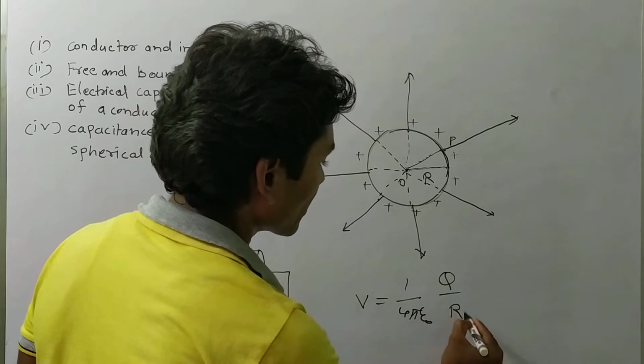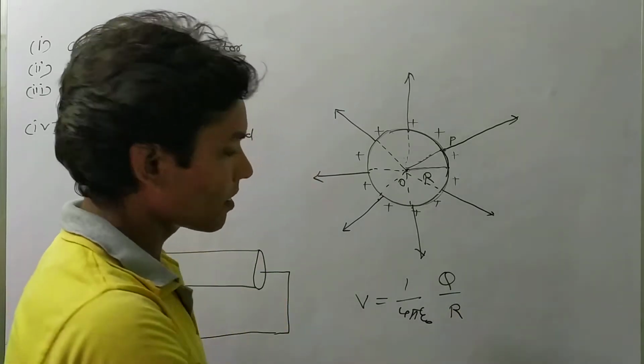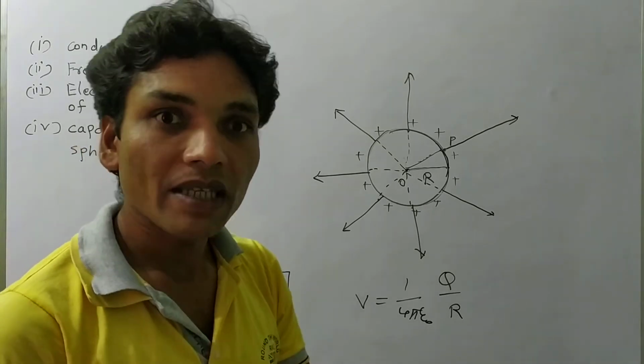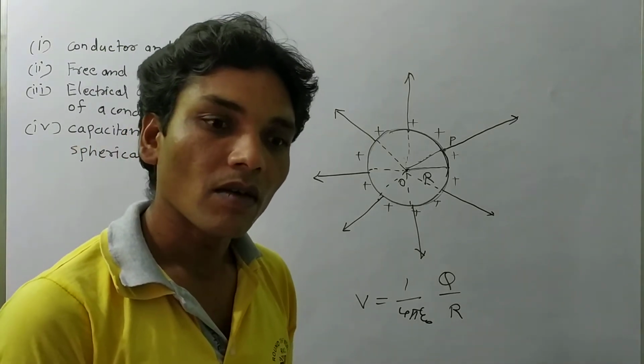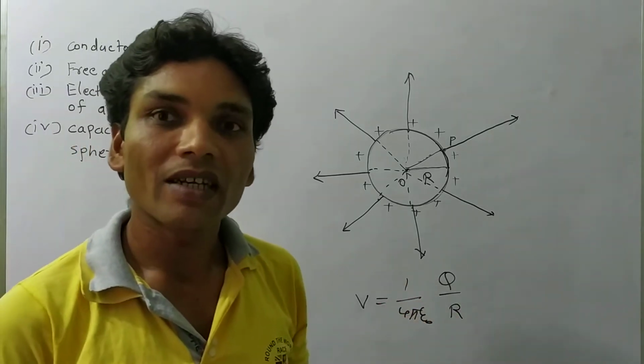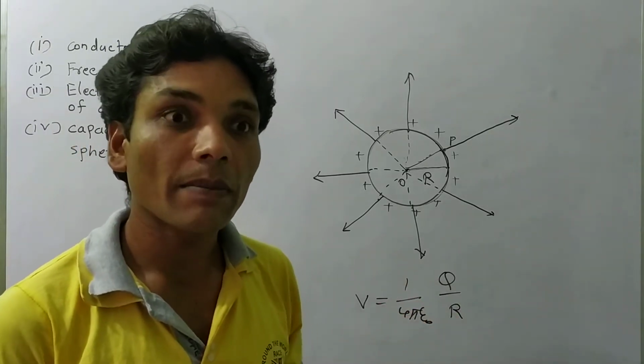So the radius is okay. This is the potential. We have to find the capacitance. So firstly, we have to know what is the capacitance and what is the formula of capacitance.